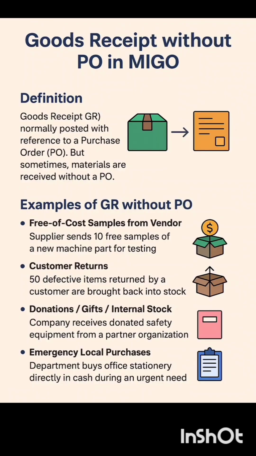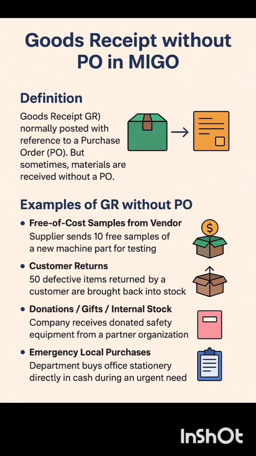The next use of MIGO is goods received without PO. Normally GRs are posted with reference to a purchase order, but sometimes materials are received without a purchase order. Let's take some examples of a GR without PO. Number one is a supplier sends 10 free samples of a new machine part for testing. So it is free of cost samples from a vendor.